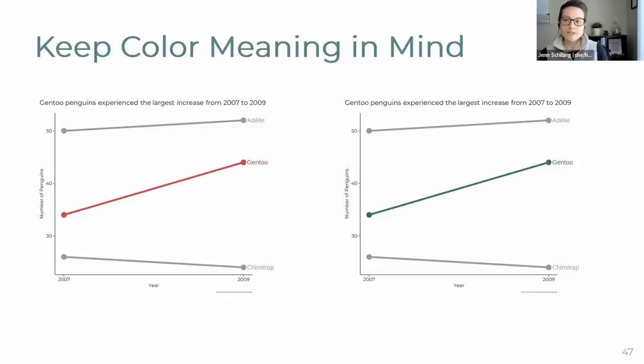So in the example on this slide, I'm showing that Gen 2 penguins increased from 2007 to 2009, but I used red. And then on the right-hand graph, I used green. So if my data is showing an increase, I should probably use green instead of red to highlight the values, because using green builds on our audience's pre-existing association of the color green with positive numbers, which makes it easier for the audience to understand the message of the graph. Using red for an increase increases their cognitive load because it goes against their pre-existing association of the color red with negative numbers, which makes it slightly harder for the graph to be read and understood.